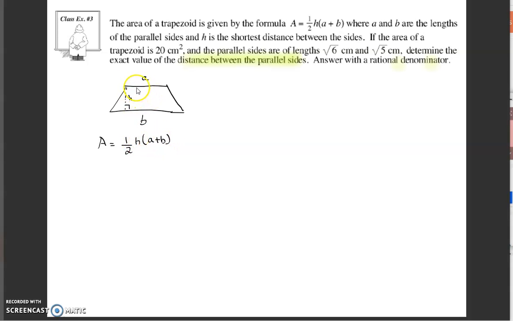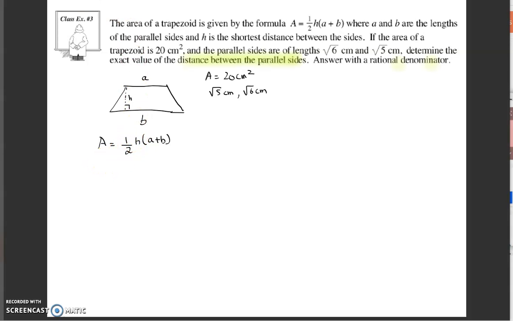So a trapezoid is just a figure with two parallel sides, a and b, and the height is given between them, and there are two sides which are not parallel. The information they did give us is that the area is 20 centimeters, and the two sides they gave us are 5 centimeters and root 6 centimeters, which will be our a and b.